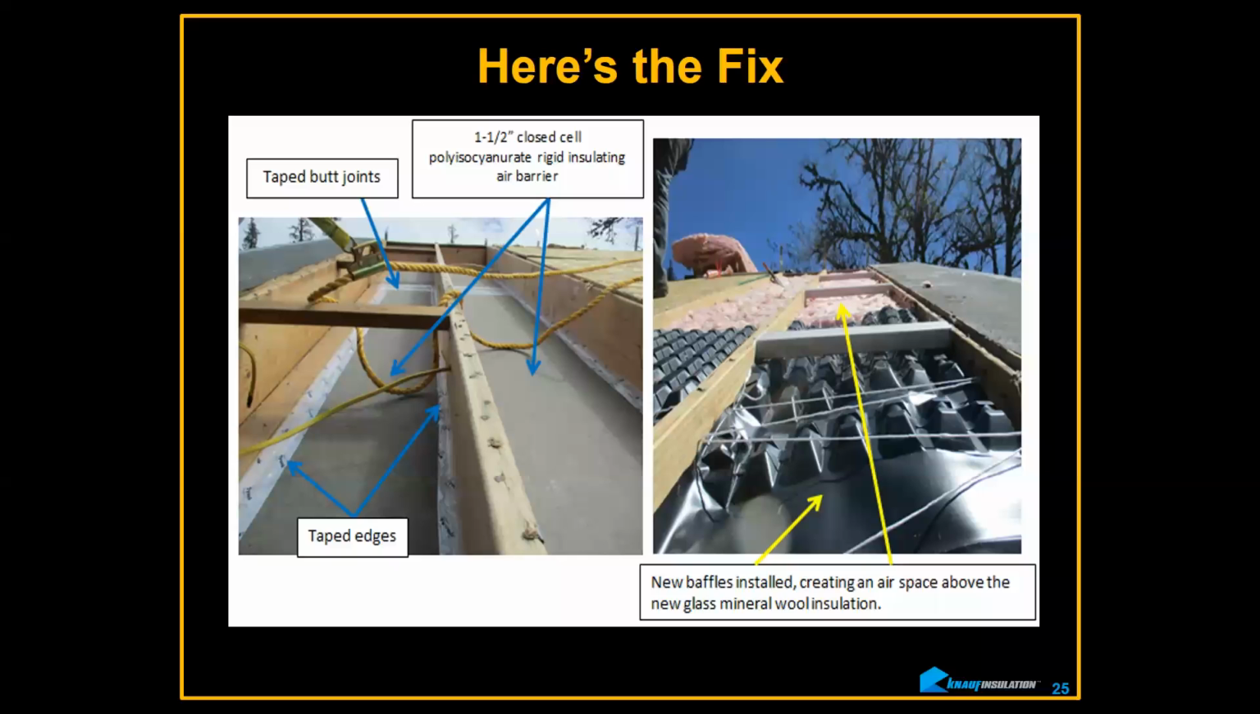So this is how we fix this baby. This is 1.5 inch closed cell polyiso, rigid foil facing down to prevent interior moisture from getting into the assembly. Remember, it's a vented assembly. So if we prevent moisture from getting into the assembly and have a way to vent it out through the ridge vent and the eave vents, we're fine, okay?